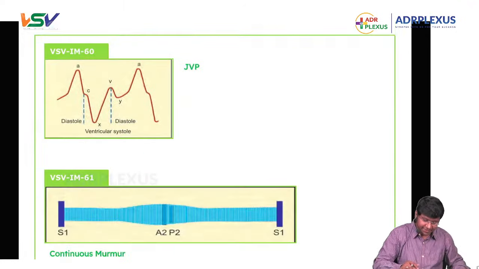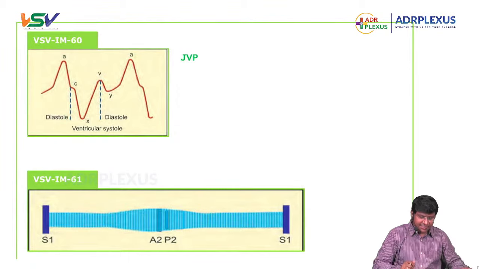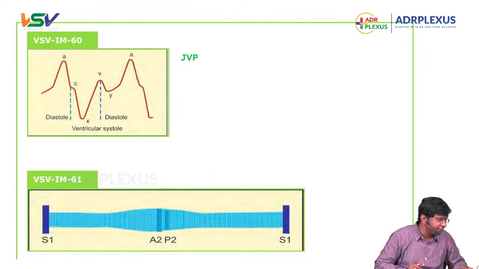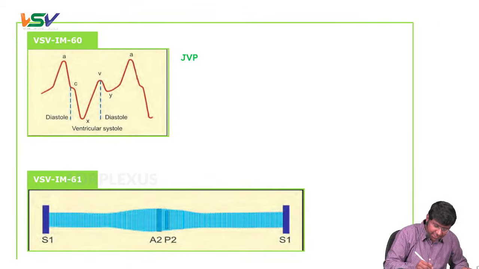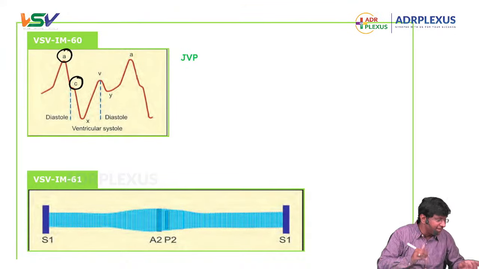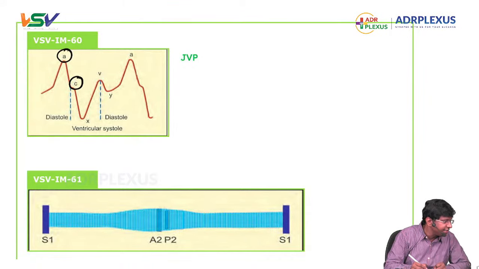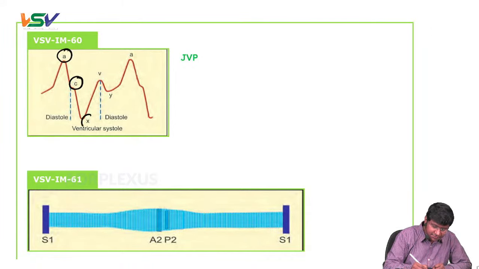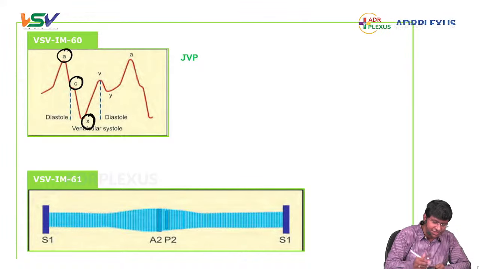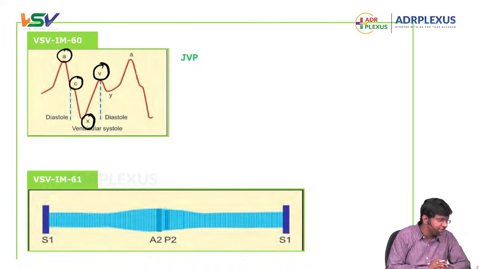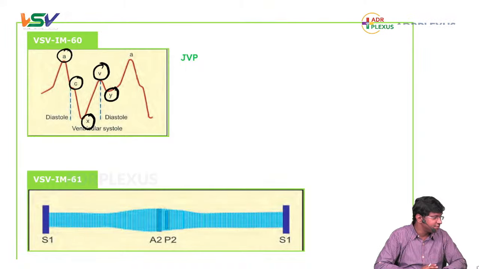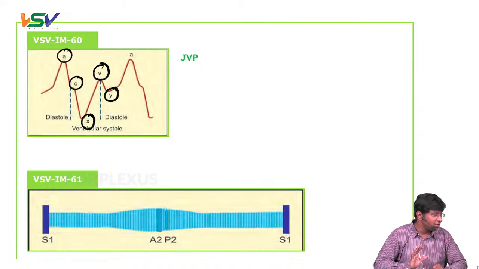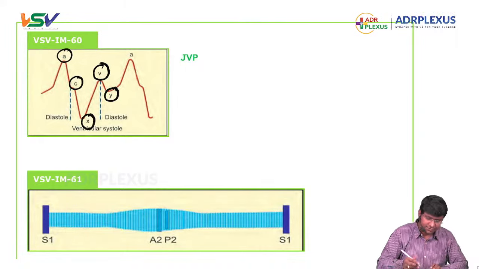Okay, right. Now regarding the JVP, these are the normal waveforms. A wave is your atrial contraction. C wave is bulging of the cusp into the right atrium during isovolumetric contraction. X wave is your ventricular relaxation. V wave is due to venous filling. Y wave is due to atrial emptying. So these are the normal JVP waveforms, right?